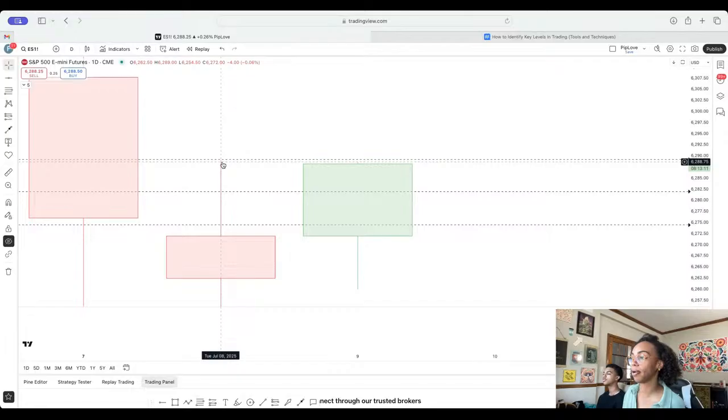However, once we see price break above the previous day high, what does that signal for us? Price breaks the previous high. What are we doing? It kind of rhymes. Price breaks the previous high, we're going for a buy.